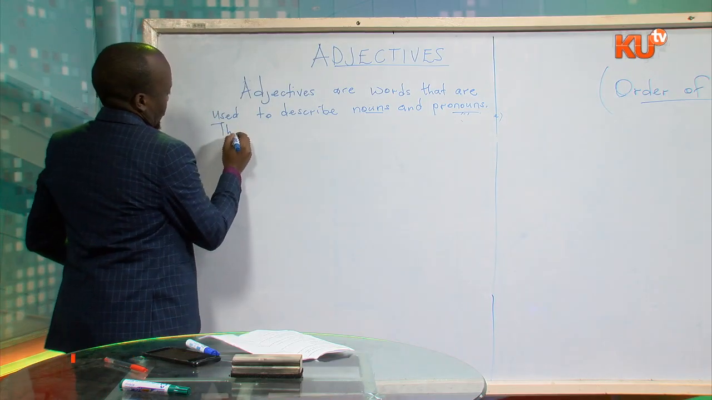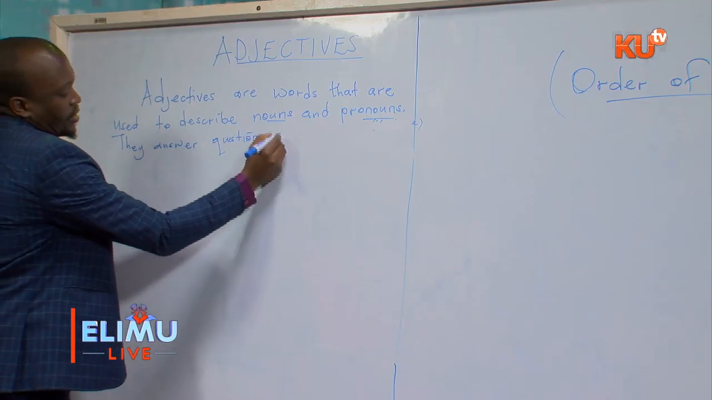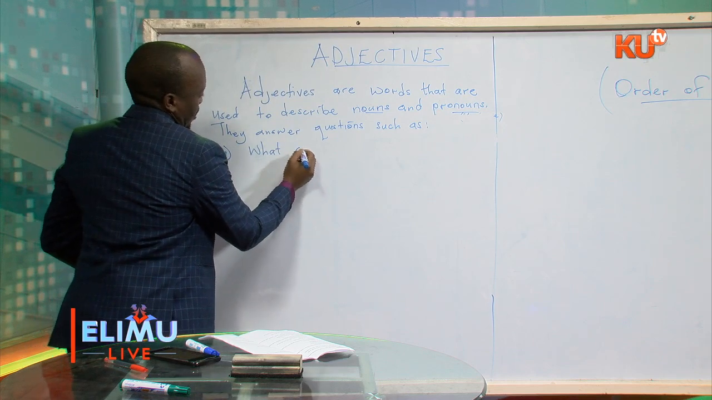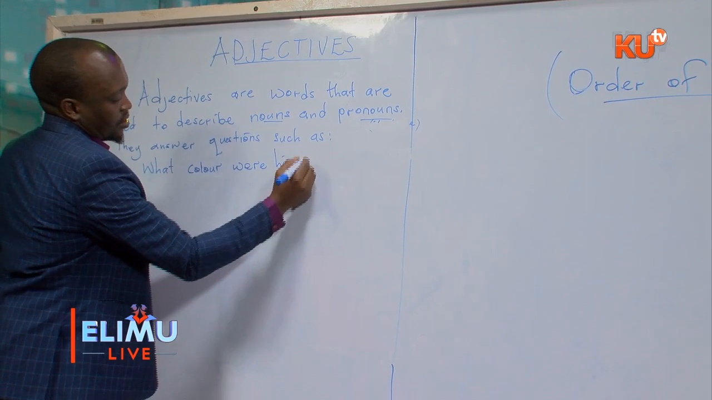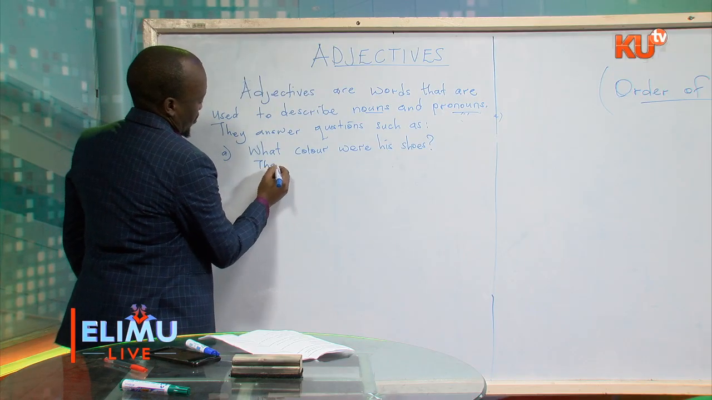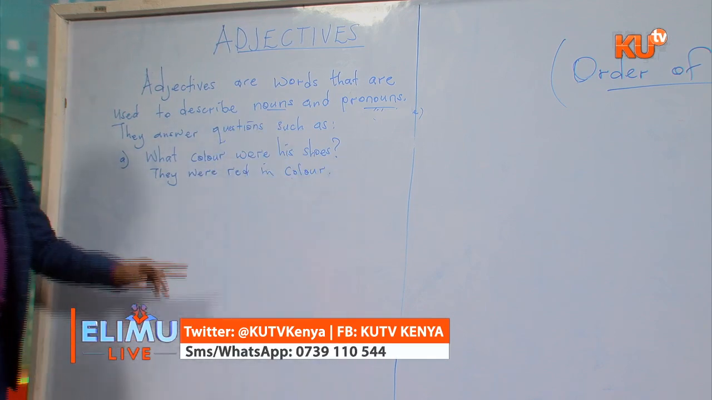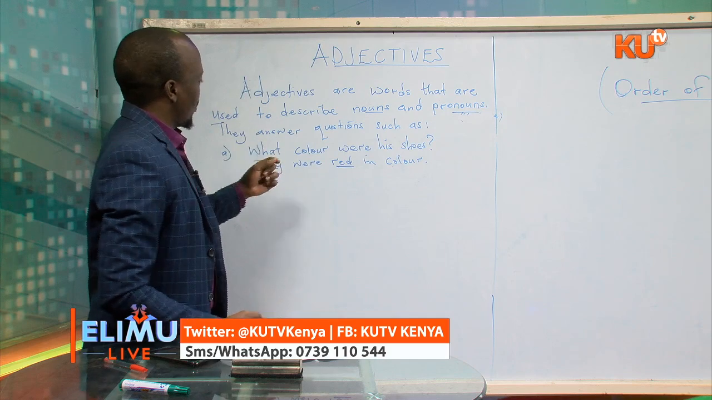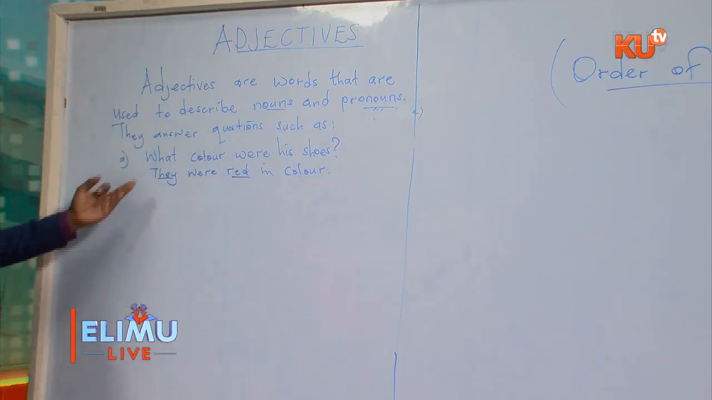They answer questions such as: what color were his shoes? I'll expect that you'll give me an answer like, they were red. They were red in color. So the word red here describes the shoes. And here I've used "they" as a pronoun. I don't want to say that the shoes were red. That is why I said that adjectives are words that are used to describe nouns and pronouns.